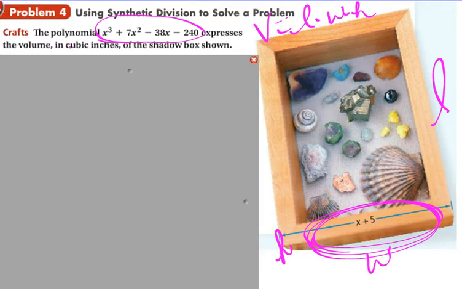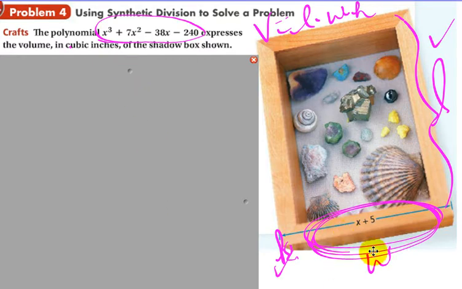Okay, which one looks bigger? Which measurement? The length or the height? The length looks bigger. So after we finish all this, we know that the bigger number at the end is going to be the length and the smaller one will be the height. So let's see, how are we going to do this?